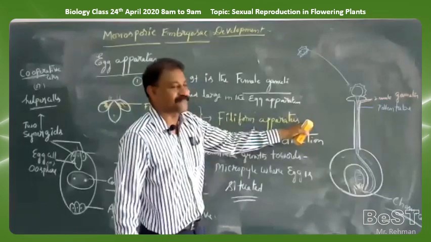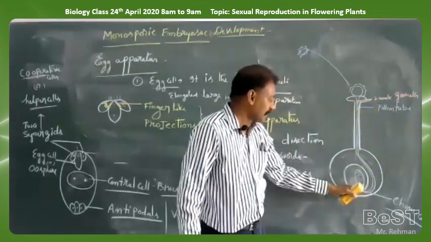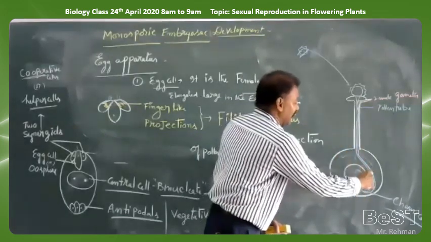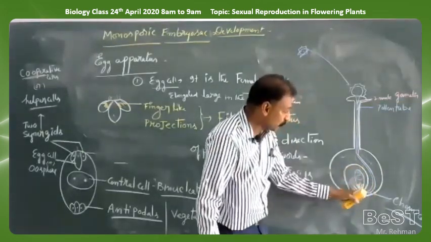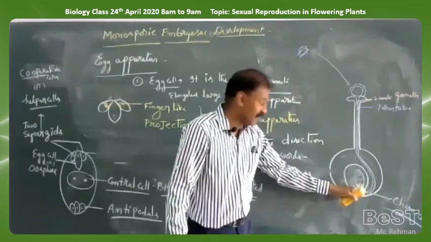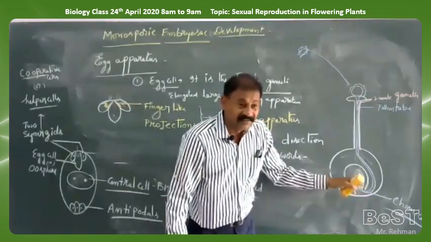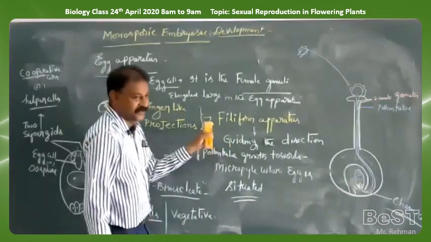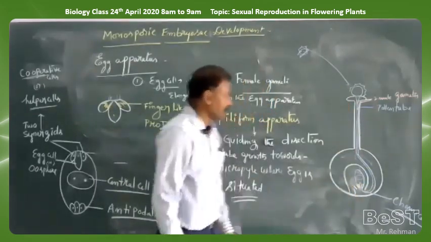Because of these chemical substances, the pollen tube grows toward the embryo sac. Even though it goes like this or like this, finally it has to enter into an ovule or into an embryo sac through the micropylar region, where the egg apparatus and synergids with the filiform apparatus are situated. So the filiform apparatus directs the movement of the pollen tube.